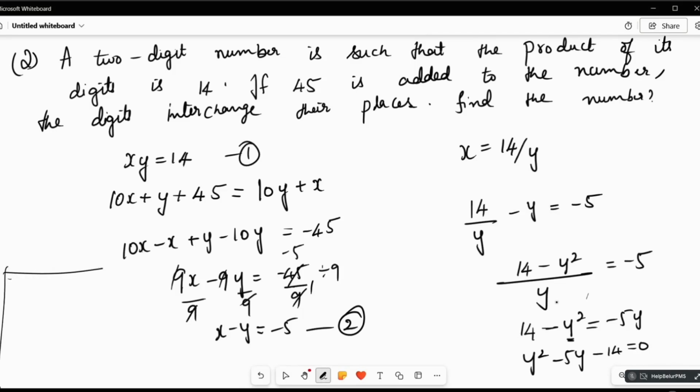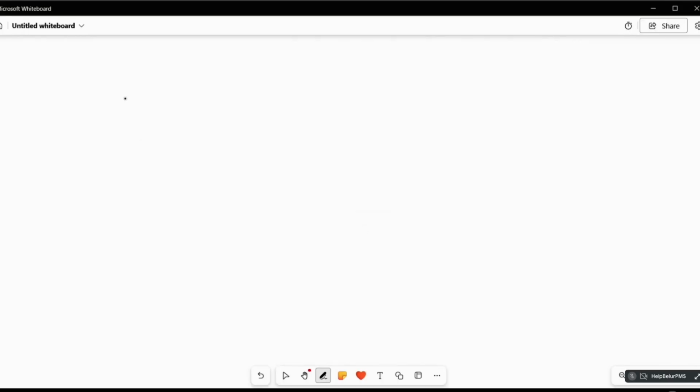So I will shift everything to the RHS. So 14 will become minus 14, minus y square. If I'm shifting to the other side, it will become plus y square minus 5y is equal to 0. So that is why y square minus 5y minus 14 will be equal to 0. Everything I'm shifting to the RHS, even the y square value and the 14. So we have y square minus 5y minus 14 is equal to 0.